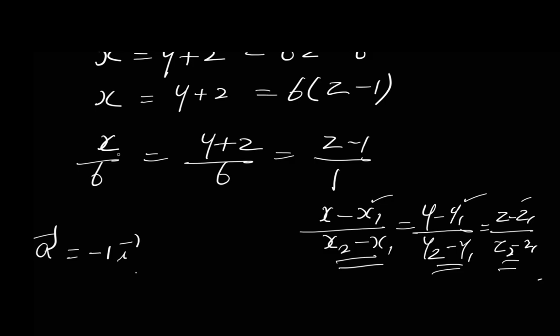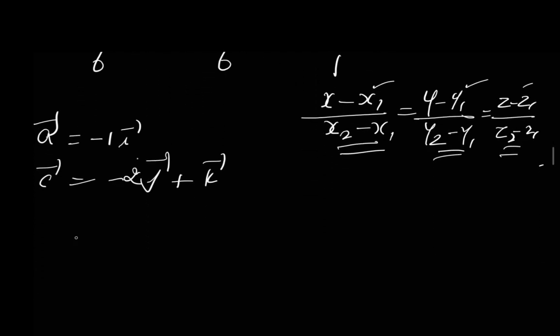And what about vector C here? The point you will get from the second line. So x minus here, so 0i. But here plus 2, so minus of minus 2, so minus 2j. So already it is minus. So plus vector k. These two are points.